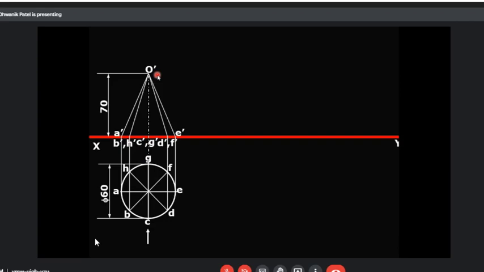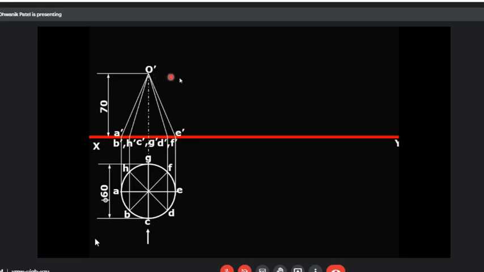Okay, so the cone is resting on the HP plane on one of its periphery points. First I will draw a circle below the XY line. Then I divide the circle into 8 equal parts. Label the points in anti-clockwise direction A, B, C, D up to H. Now draw vertical projections and then draw the elevation part.